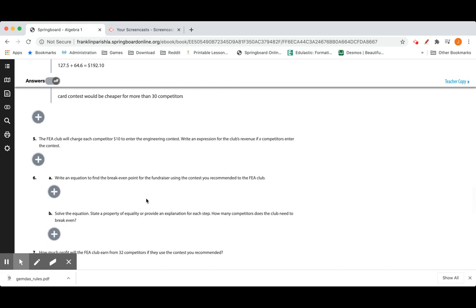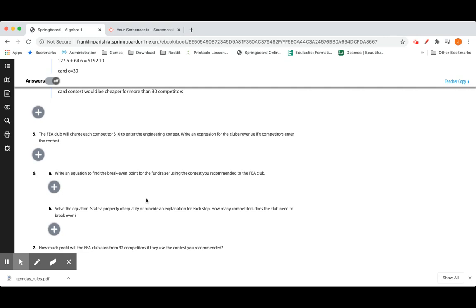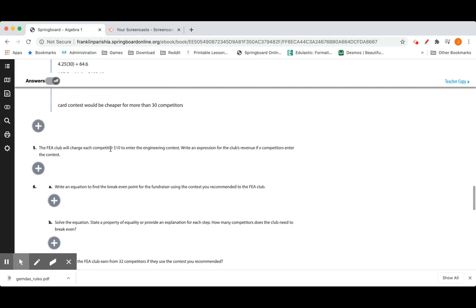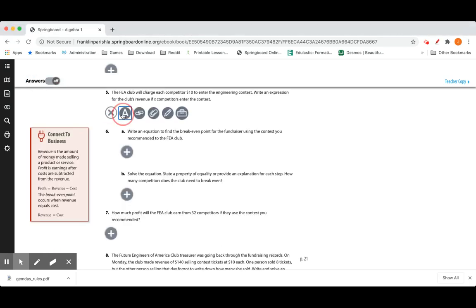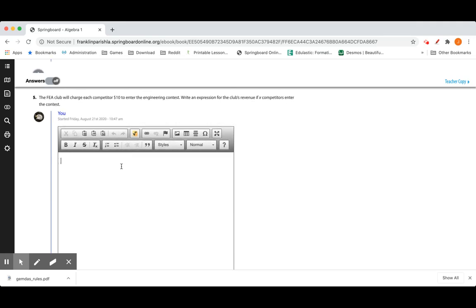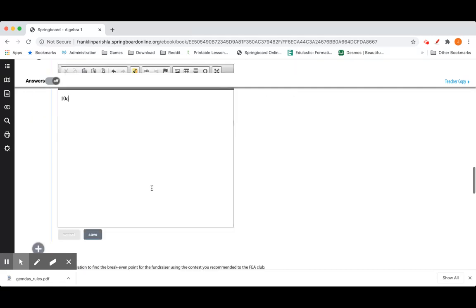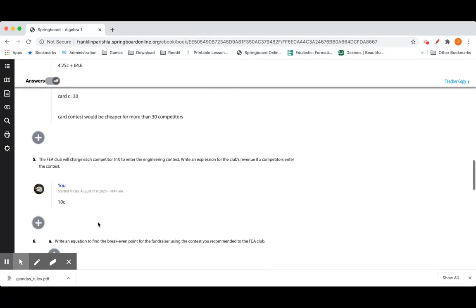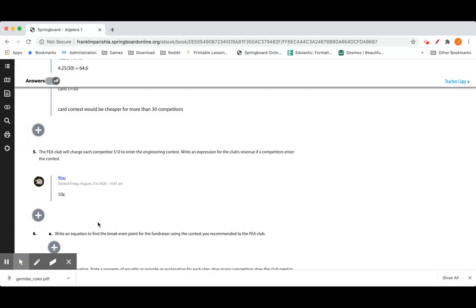Number 5, the FEA club will charge each competitor $10 to enter the engineering contest. Write an expression for the club's revenue if C competitors enter the contest. All right, so $10 times the number of competitors, 10C. Done. That's my expression. Everybody that enters, they charge $10. So for 10 people that entered, 10 times 10, $100 is what they would have.